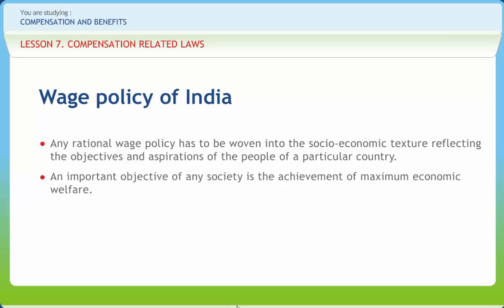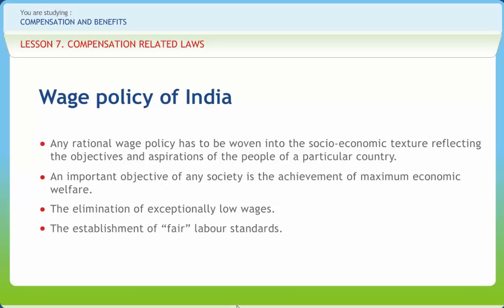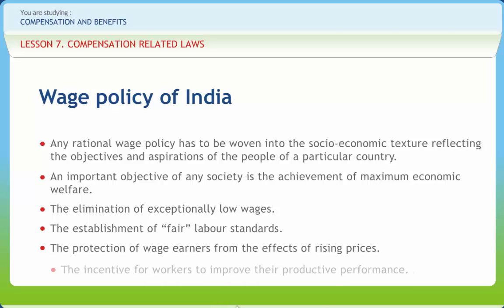An important objective of any society is the achievement of maximum economic welfare, the elimination of exceptionally low wages, the establishment of fair labor standards, the protection of wage earners from the effects of rising prices, and the incentive for workers to improve their productive performance.